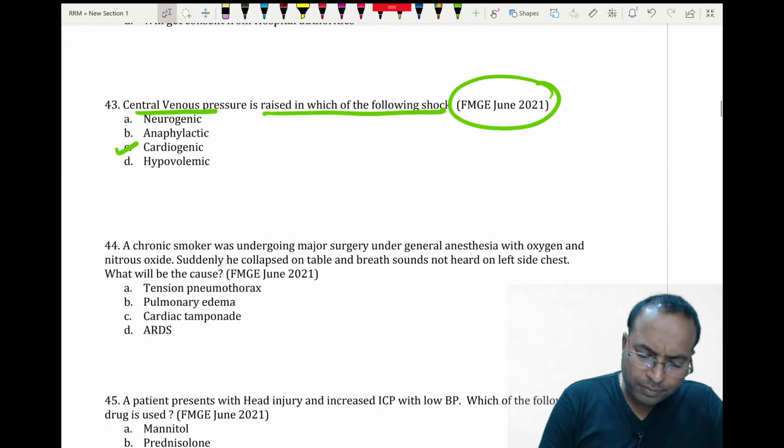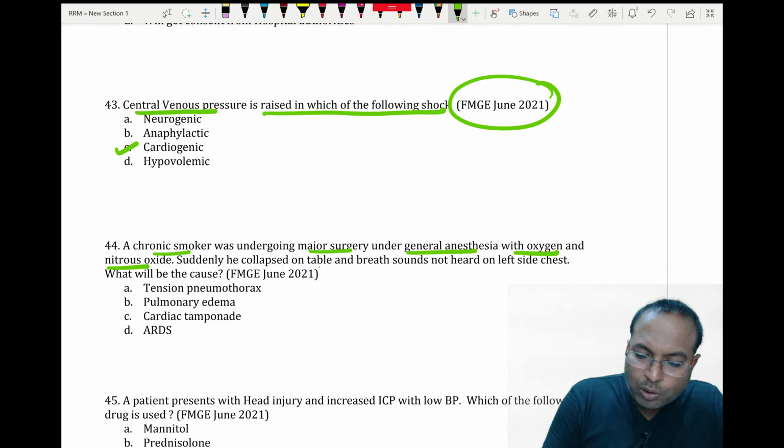Okay. A chronic smoker was undergoing major surgery under general anesthesia with oxygen and nitrous oxide. Suddenly he collapsed on the table.